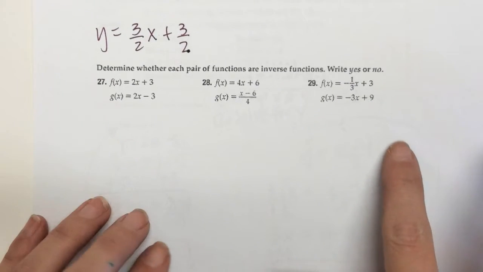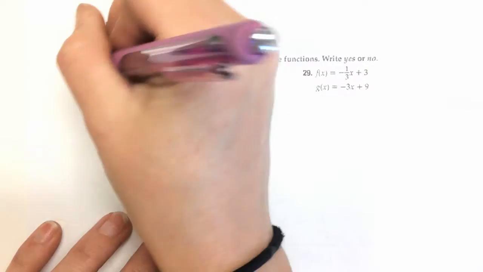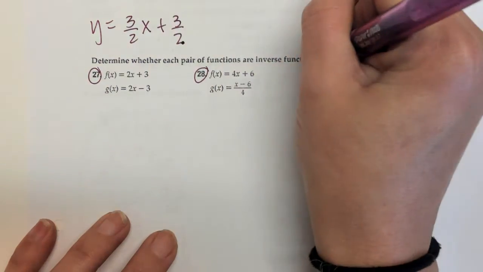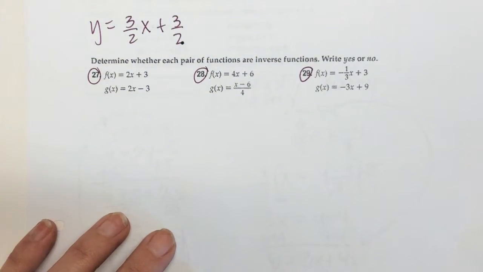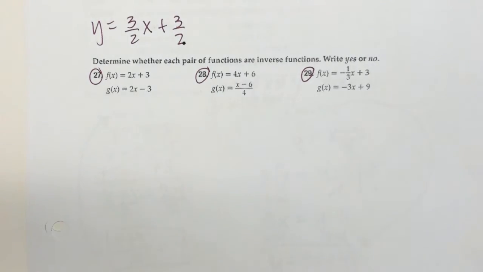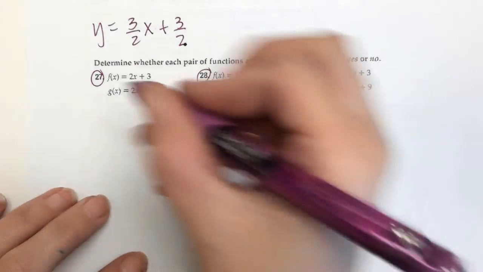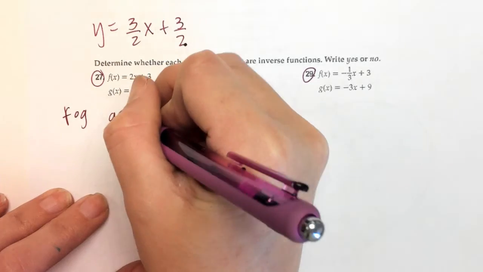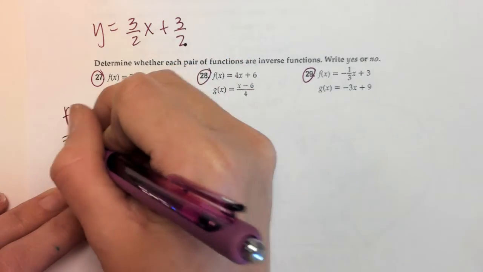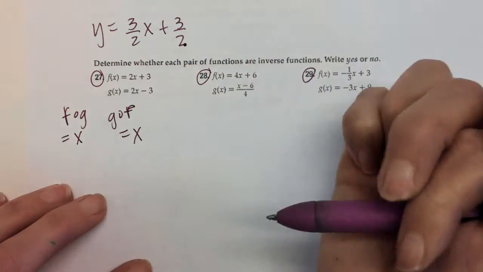Your homework is 27 through 29. I'd like you to go ahead and get started. But with these, let me tell y'all something. To determine if they're inverses or not, you can find f of g and g of f, and they both have to equal what? But what's a different way you could do this?